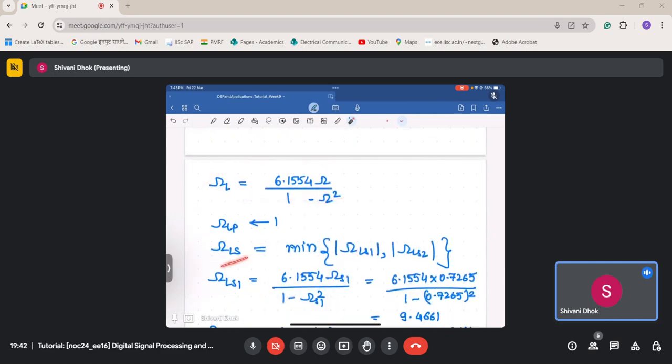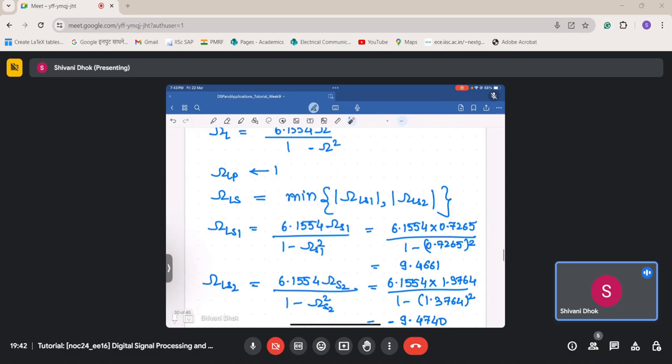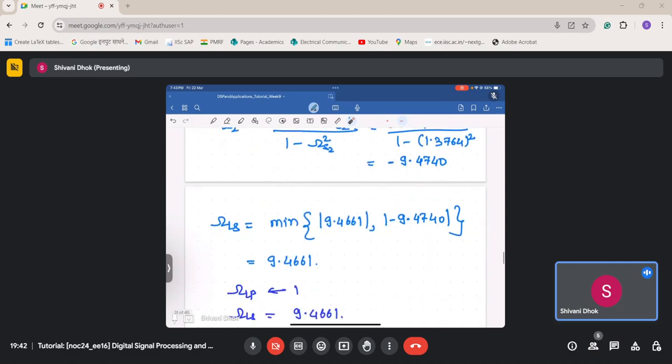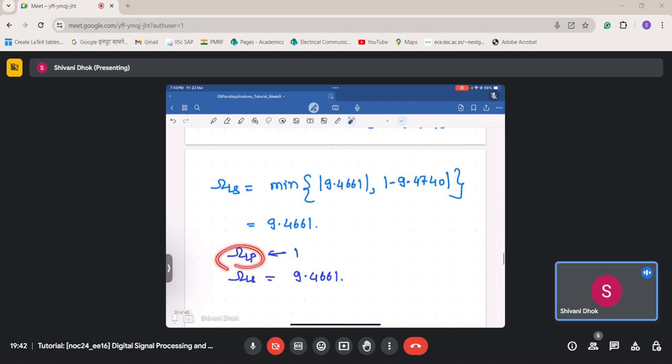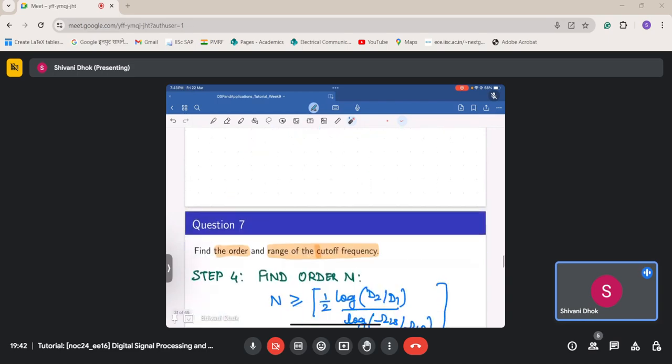And this omega ls, which has to be a single quantity, so we'll apply the stringent constraint by setting it as minimum of magnitude of omega ls1 and omega ls2. Okay. So now we have omega ls1 and omega ls2, and then we'll select omega ls as minimum of these two quantities, which comes out to be 9.4661, and we have set omega lp as 1. So we have these things.